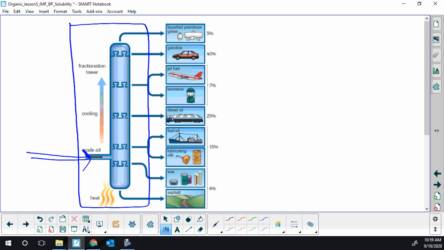So the parts that just never boil are going to come in and go down and come right out the bottom. And those are going to be your tars, asphalt that's used for a road. They're never going to boil. They'll just turn to a liquidy goo, come out the bottom, and be sent off. Really, to roofing industry and roads would be pretty much the main spots you're going to send those products. Everything else is going to boil and start working your way up.